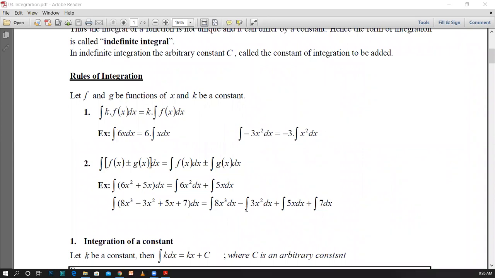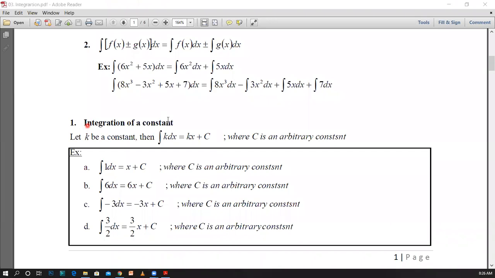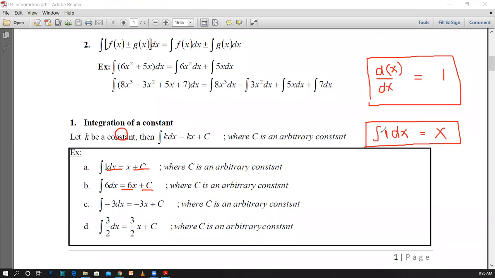Now we will go on to the theorems that we need to consider under integration. The integration of a constant. Here you have identified that the integral of 1 is equal to x. Therefore, sticking to this fundamental, you can obtain a value for the integration of any given constant.